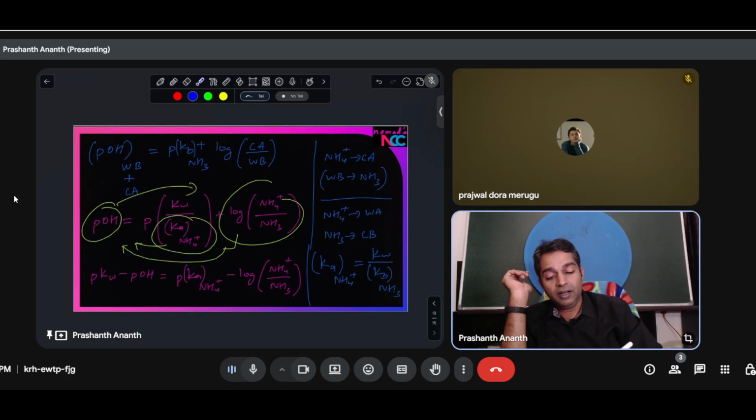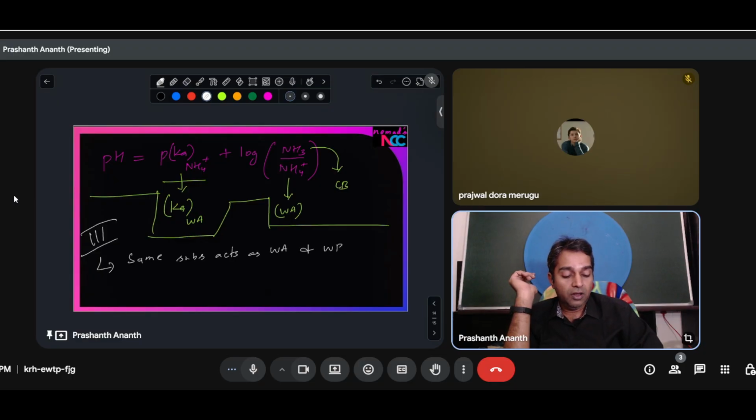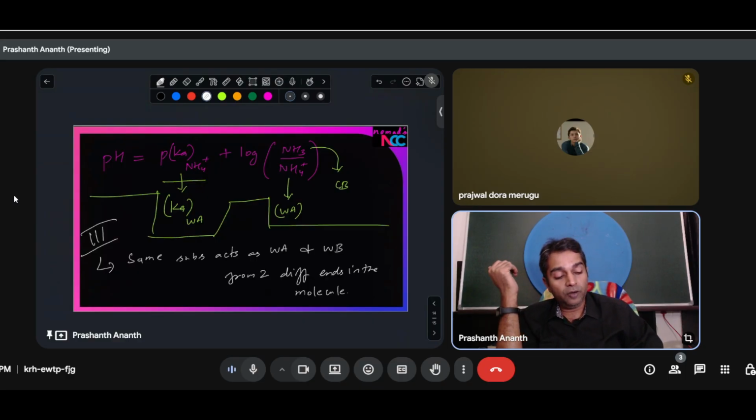Now, the third type of buffer is the same substance acting as a weak acid and a weak base from two different ends in the molecule. What is this one going to be an example of? This is going to be the case which we have already seen, where we have HCO3 minus.